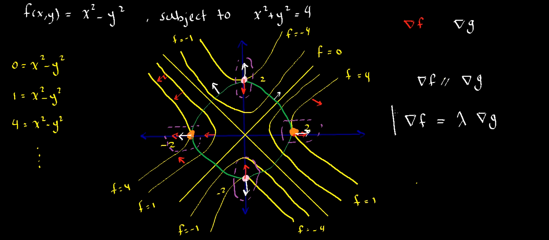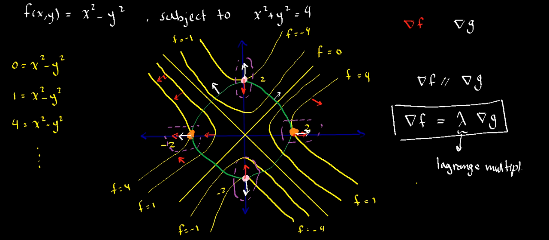And that's the way you find the maximum and minimum points using the Lagrange multipliers. You find the gradient of your function, the gradient of your constraint, and you say that the gradient of your function is equal to some scalar or some number multiplied by the gradient of your constraint. And we call this over here the Lagrange multiplier. And that's the basic idea of Lagrange multipliers.